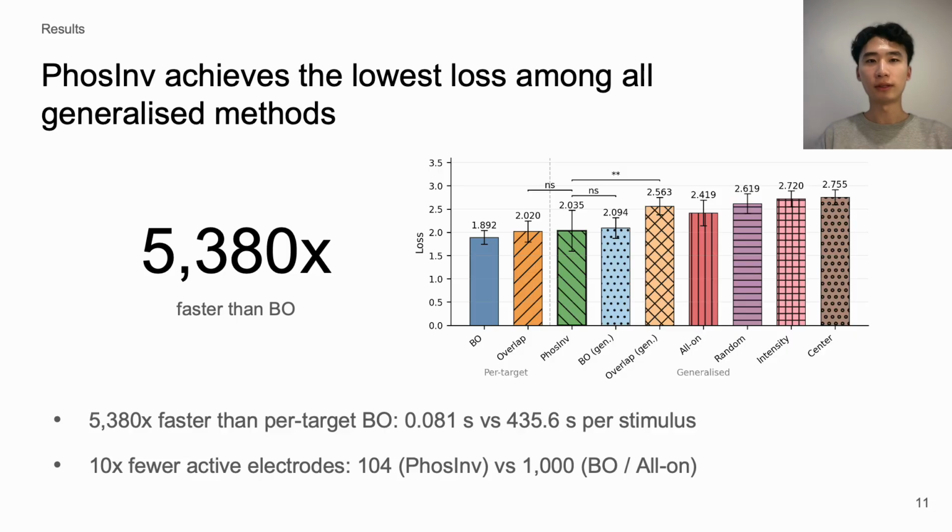Here are the headline results. PhosInv is about 5,380 times faster than per-target Bayesian optimization. That's 0.081 seconds per stimulus, compared with 435 seconds. It also activates about 10 times fewer electrodes, roughly 104, versus the full 1000 used by BO and all-on. That directly reduces the electrical charge delivered to the tissue. And despite the fixed placement constraint, PhosInv achieves the lowest loss among the generalized methods, so we get speed, electrode economy, and quality at the same time.